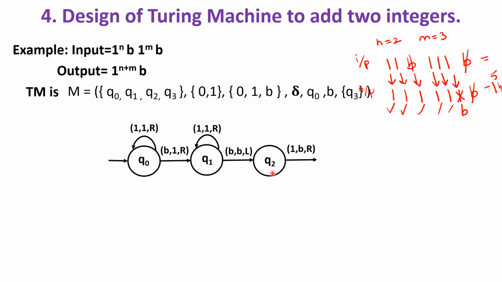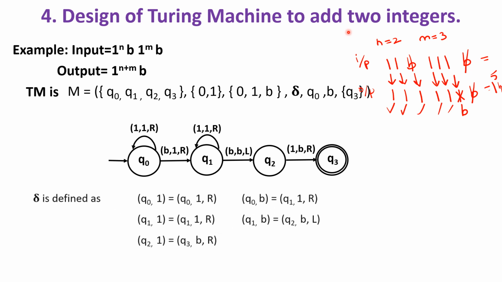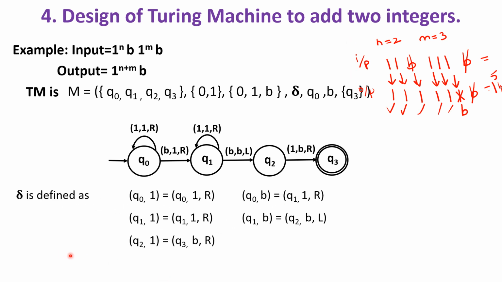In Q2, replace that 1 as blank. This 1 is replaced as blank. Move towards the right and change the state. And this state will be the final state. So this is the Turing machine for adding two integers. These are the delta transitions.